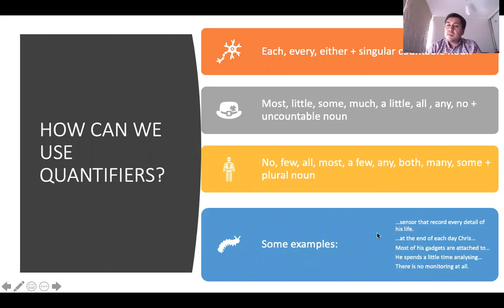Some examples. The sentence that records every detail of his life. At the end of each day, Chris, most of his gadgets are attached to. He spends a little time analyzing, and there is no monitoring at all.